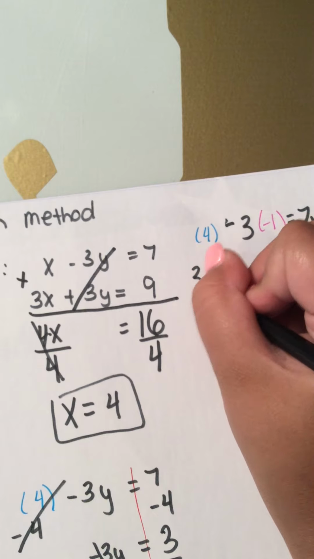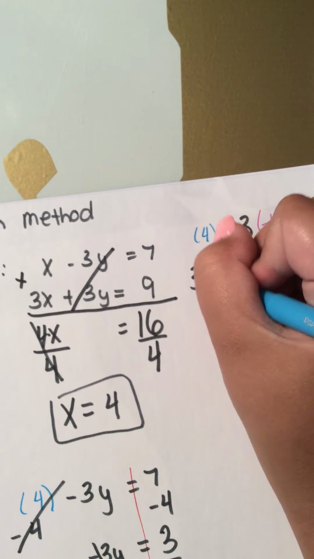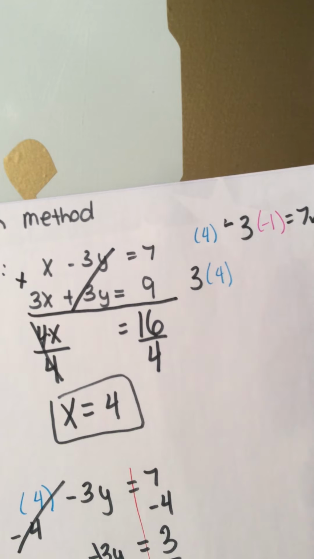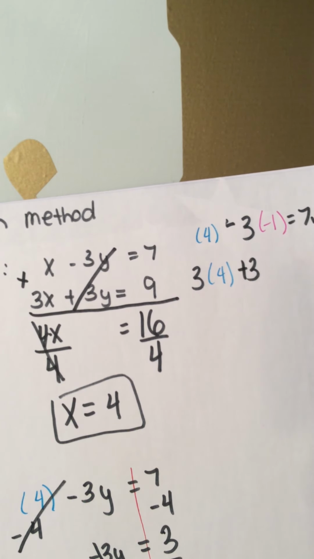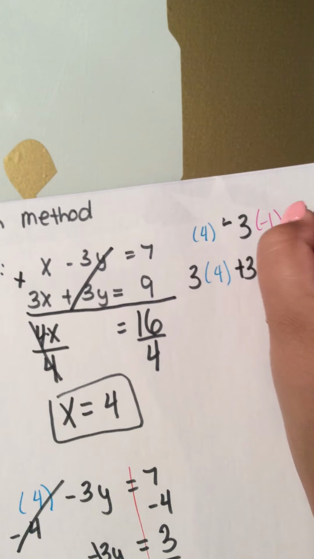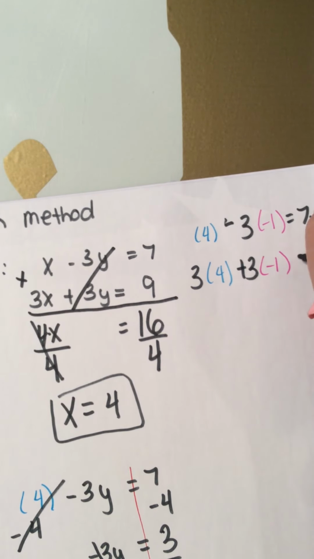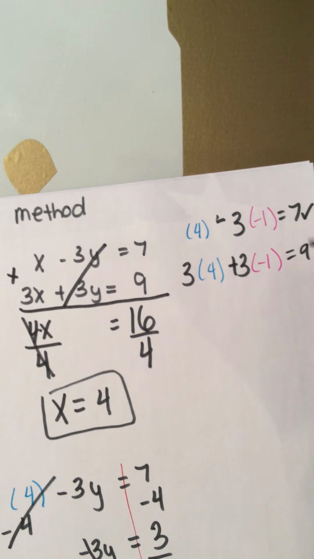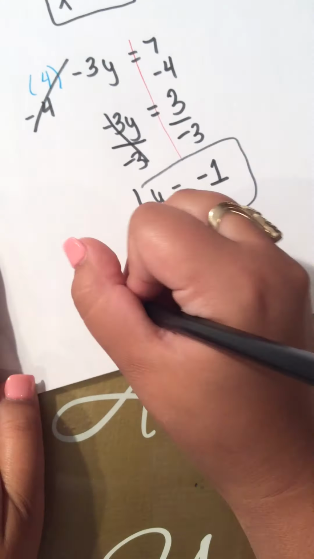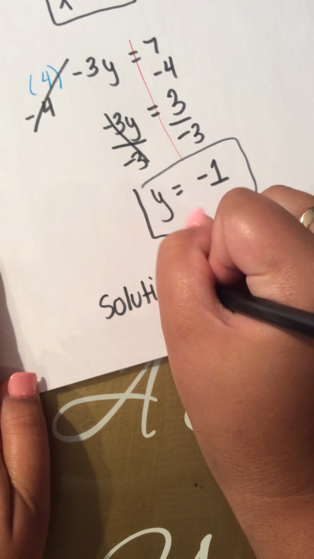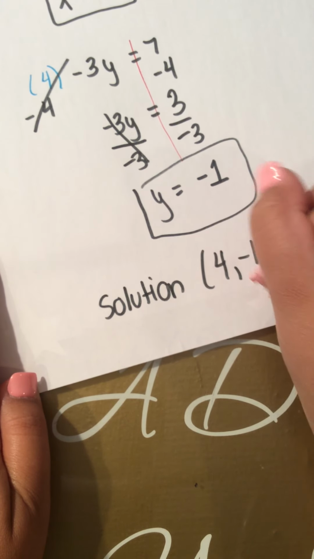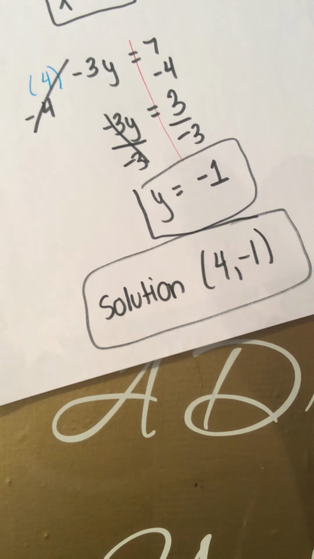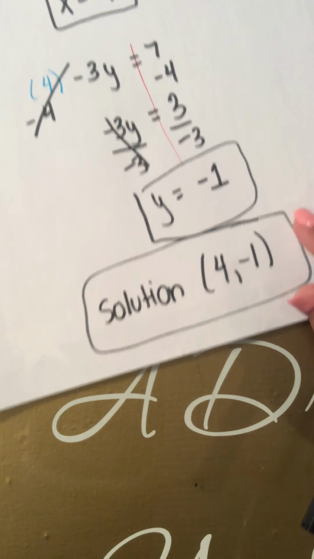Second equation, again, I'm going to plug in 4 in for x and negative 1 in for y. We want to make sure that this does indeed check out to equal 9. And this does, because 4 times 3 is 12. Negative 1 times 3 is negative 3, so 12 plus negative 3 does equal 9. So this checks out. So my solution, and we're going to write it as an ordered pair, is 4, negative 1. Okay, remember x comes first, followed by y.